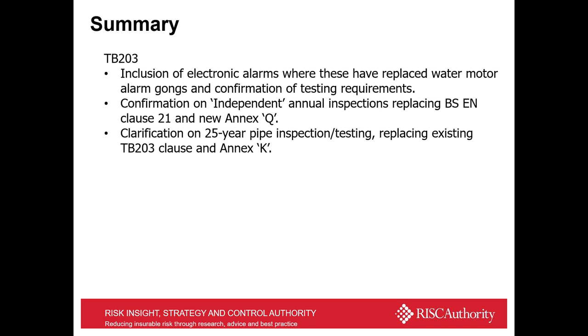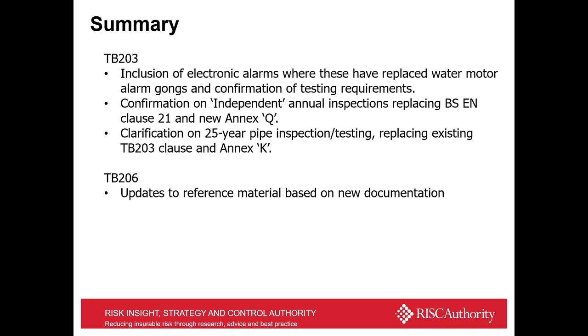Confirmation of independent annual inspections, which references the new amendment A1 2019 of the edition of the 12845. So there's a new clause 21 and they've supplemented this with a new Annex Q. And clarification on the 25-year pipe inspection testing, which is Annex K. Many pipe testing queries that come through the inquiries website with regards to sprinkler systems are: how many pipes should be inspected? In other words, what is a meaningful sample? So we'd like to confirm that we have now decided within Risk Authority what a meaningful sample of pipes to be tested is and how they should be tested.